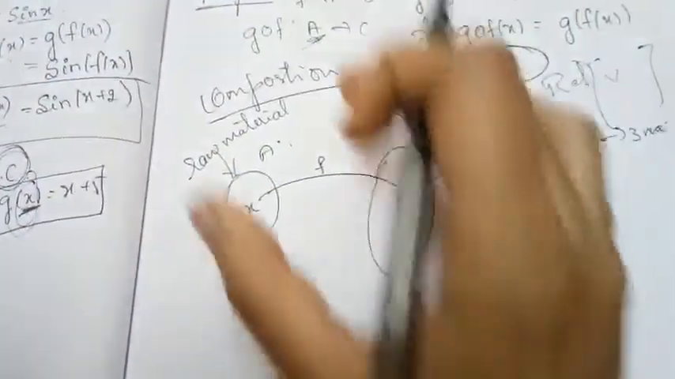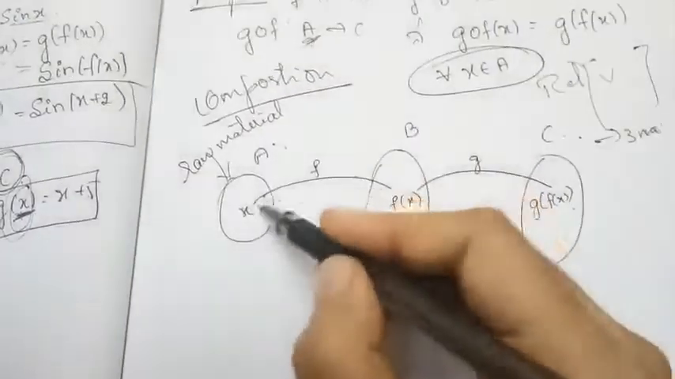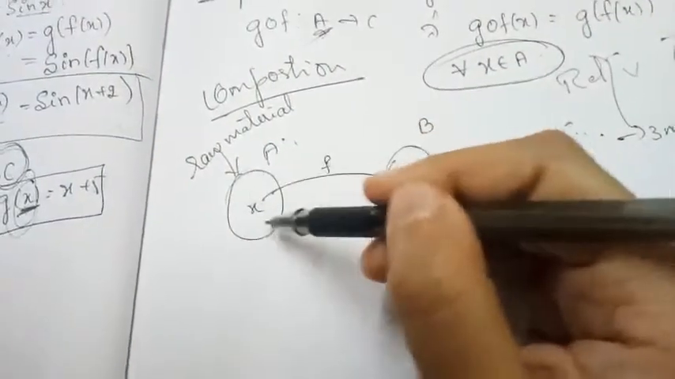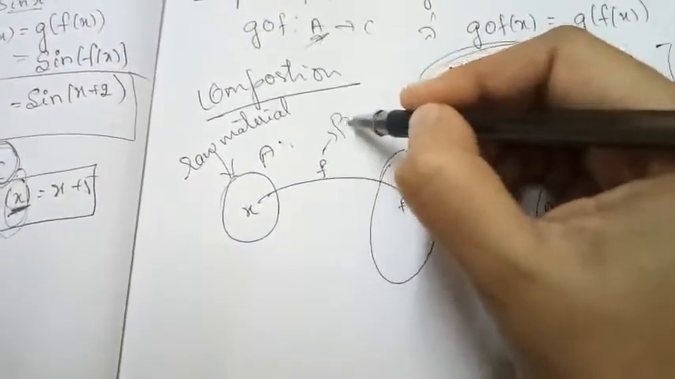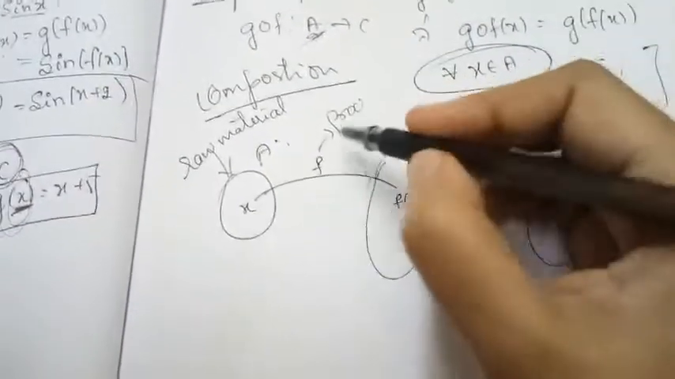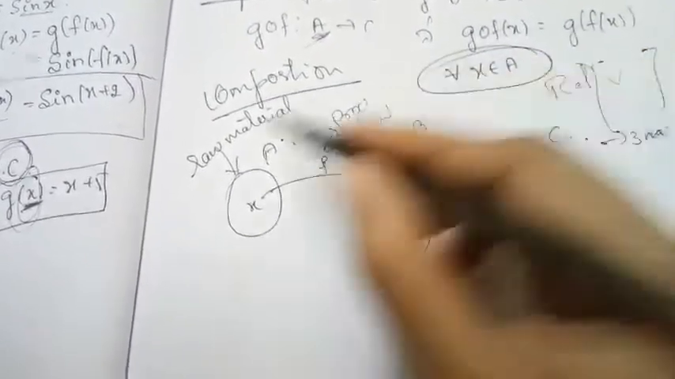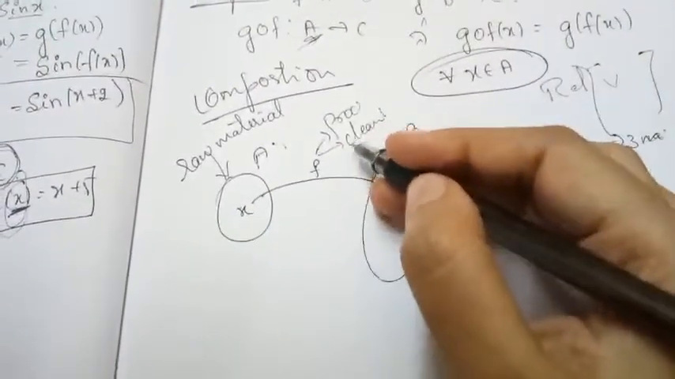Whatever input I am giving to machine A is called X. After taking the raw material, machine A will undergo some process. That process is nothing but the function f. I call that process cleaning. So whatever raw material X is there will undergo the process of cleaning.